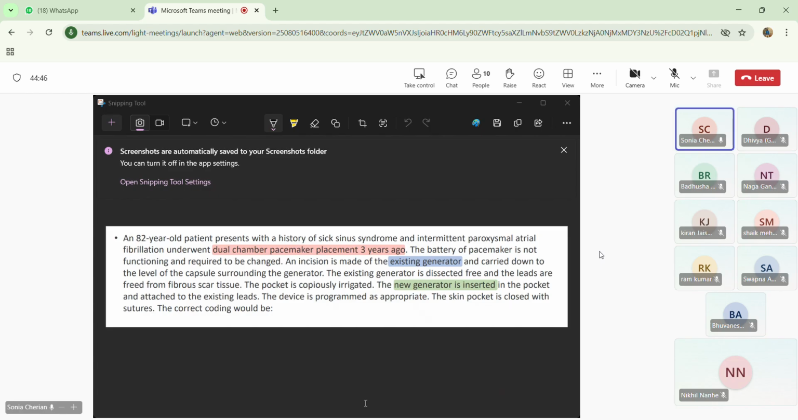Why? Because the provider removed a previously placed pulse generator from the patient and replaced it with a new one. And this generator will be connected to the existing leads. So whenever you're coding for removal and replacement, you need to check if the connection they've given to the existing leads is single chambered or dual chambered. So here we can see it is a dual chamber. So they have two electrodes, right? So according to that, our CPT changes. So I'll just show you.